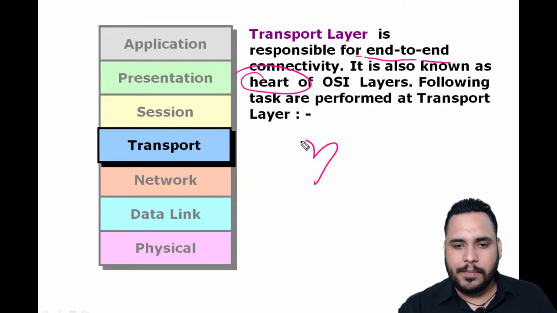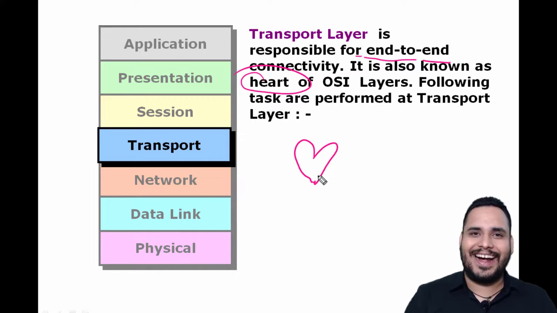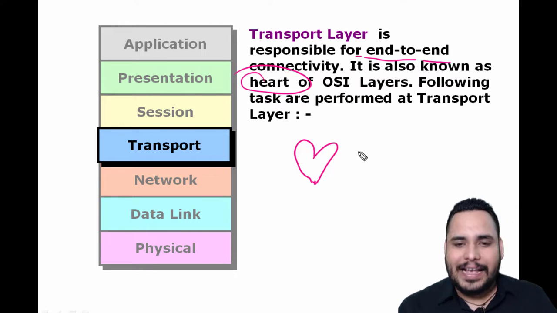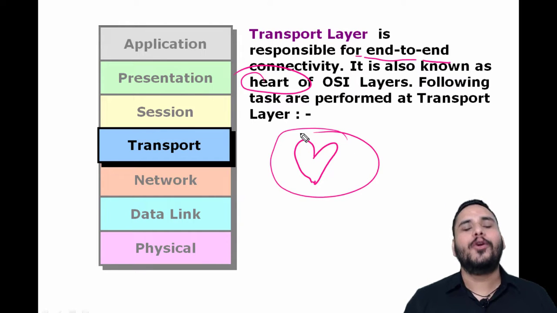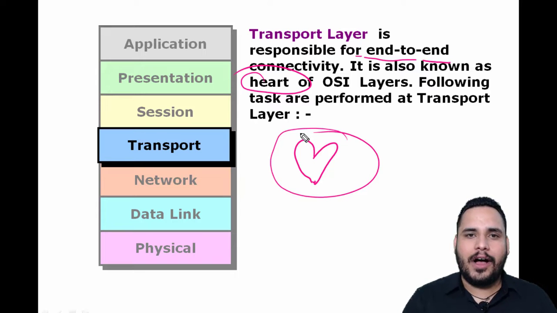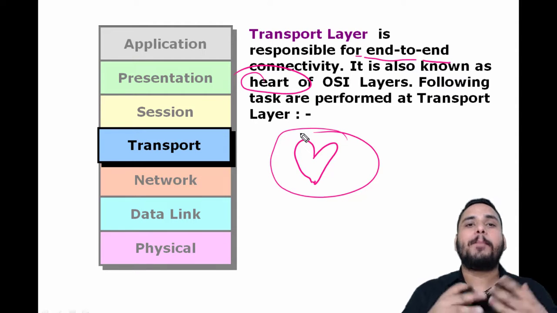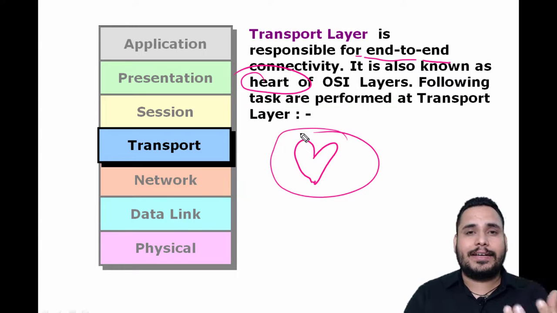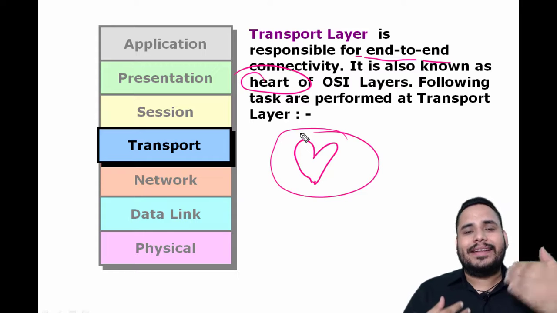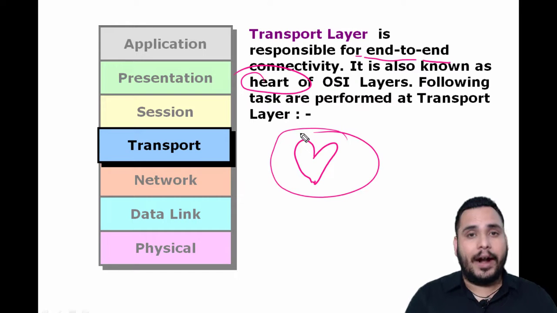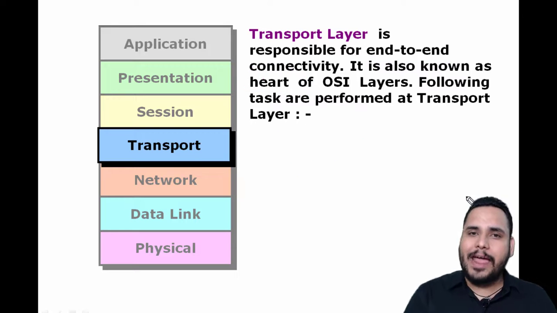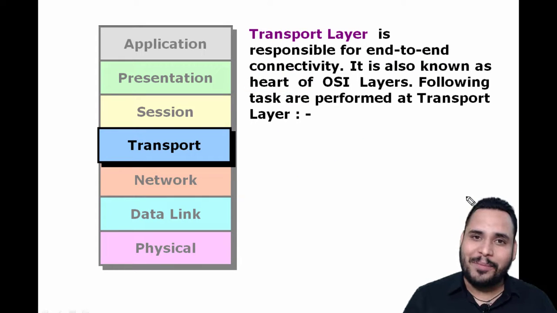Okay, so this is my heart, but this is not actually the heart that belongs to medical science. I'm just taking an example. As the heart works for the human body, pumping blood, each and every organ of my body, like my hands, gets blood with the help of the heart. So the heart of OSI, the transport layer, works the same as the heart of the human body.